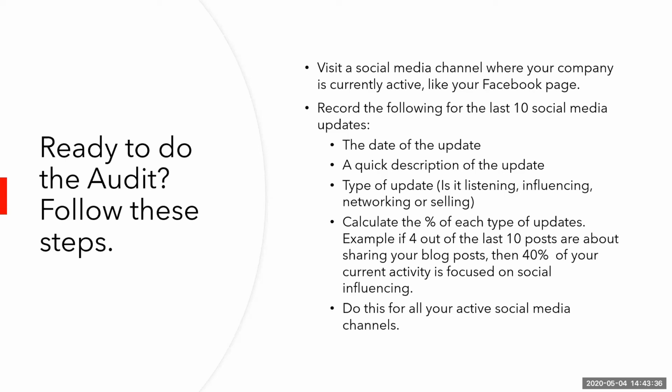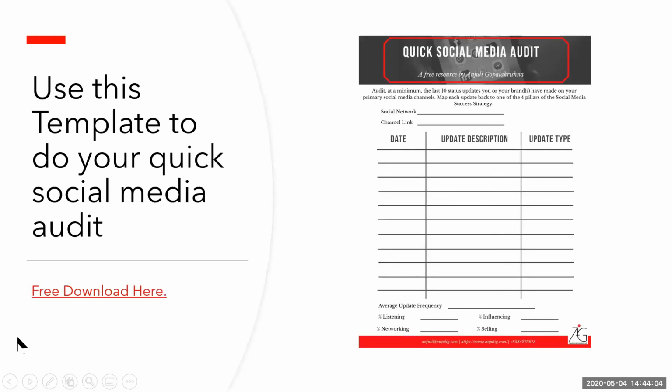Once you've done that, you calculate the percentage of each type of updates. For example, if 4 out of your last 10 posts are about sharing your blog posts, then 40% of your current activity is focused on social influencing. Now do this for all your active social media channels, and then it's really simple. That's all there is to doing a social media audit. In fact, I've created a free resource for you. You can use this template to do your quick social media audit. You can download it from this link, and I will even share it in my chat. And after the session, I'll give you access to this.